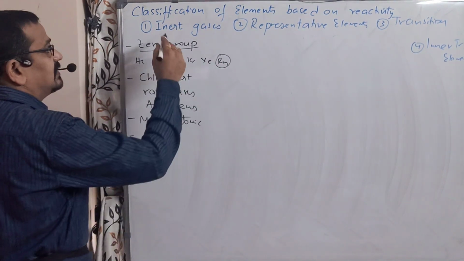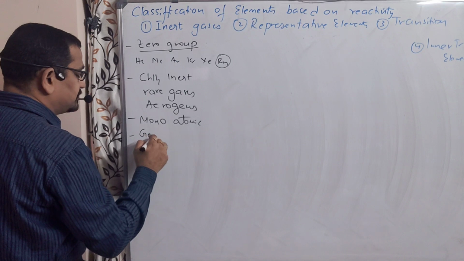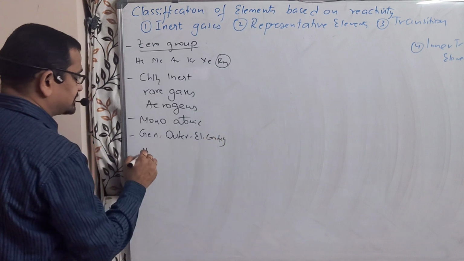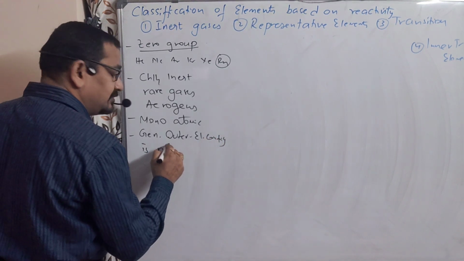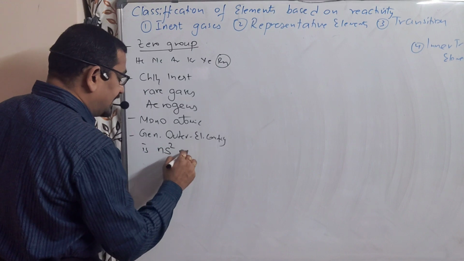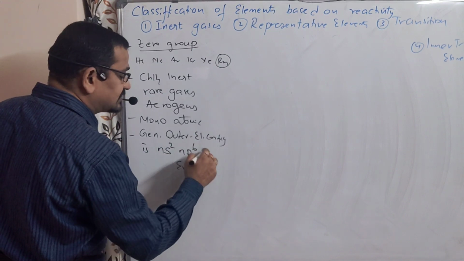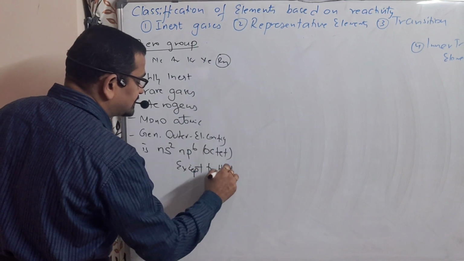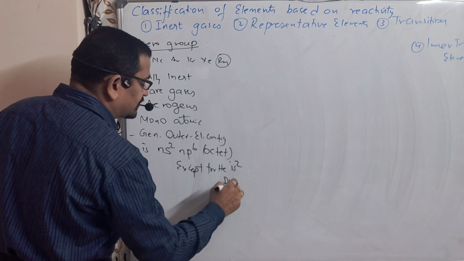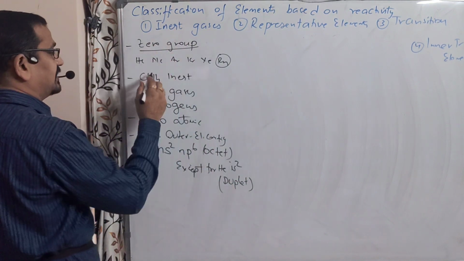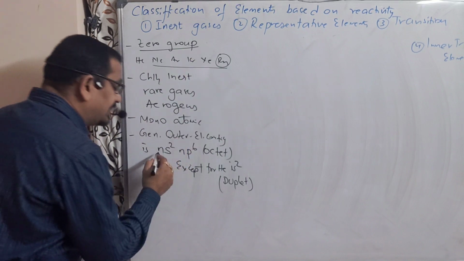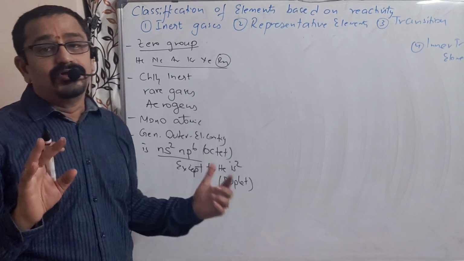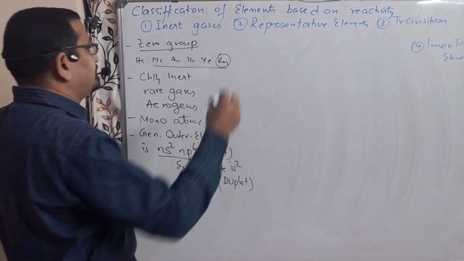And one more point: what is their general outer electronic configuration? Their general outer electronic configuration is ns2 np6, called the octet configuration, except for helium, which has 1s2, the duplet configuration. Except helium, the rest all have ns2 np6 octet configuration in the outer shell. And this is about inert gases.